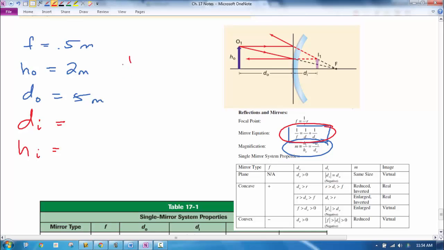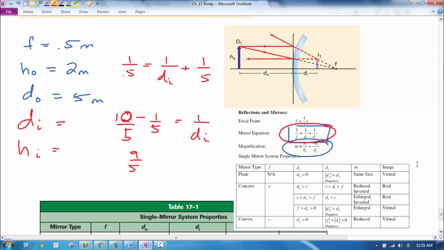So we have 1 over the focal length, 1 over 0.5, equals 1 over distance of the image, plus 1 over distance of the object, which is 5. So we subtract, we get 2 minus 1/5 equals 1 over distance of the image. Okay, so I'm going to multiply top and bottom of this one by 5. That turns this into 10/5. And now when I subtract, I get 9 over 5. So we can solve this for distance of the image by reciprocating both sides, and we get 5 over 9.